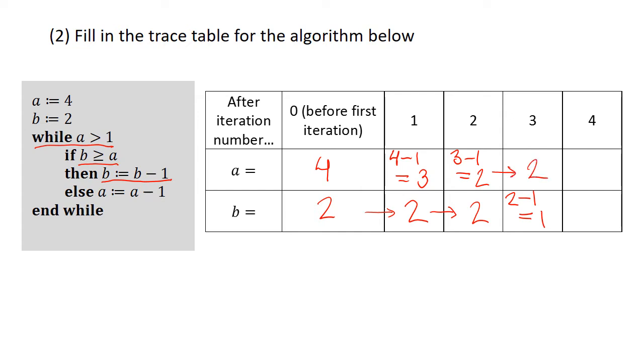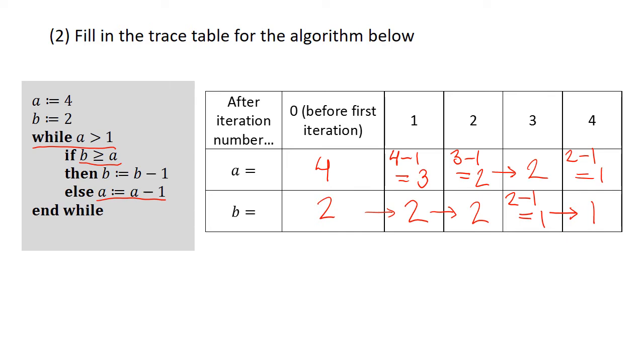Okay, that's the end of the loop, so we'll check again at the top. So is A greater than 1? Yes, that is true, so we are going to do the loop again. And then we check, is B greater than or equal to A? And this time that is false. So we're going to do the else, which is A equals A minus 1. So A is going to become 2 minus 1, which is 1. And nothing happens to B, so this just gets copied over.